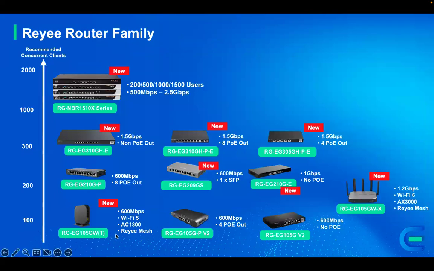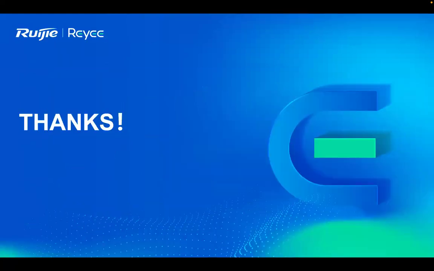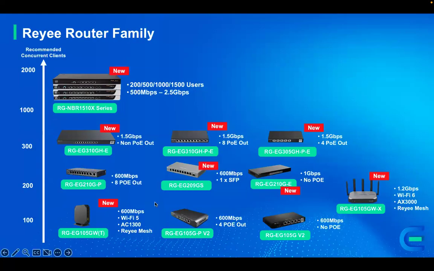For 100 users, we have the EG105 GWT. It comes all in one, with 600 Mbps, and you get Wi-Fi 5 here. AC1300 means you get 1.3 Gbps Wi-Fi throughput, and Reyee Mesh is also supported. So you can position this router in any coffee shop or retail shop. You can configure this and sell into this scenario.